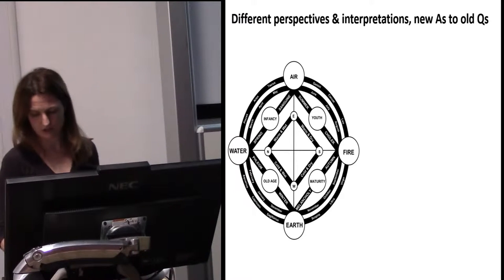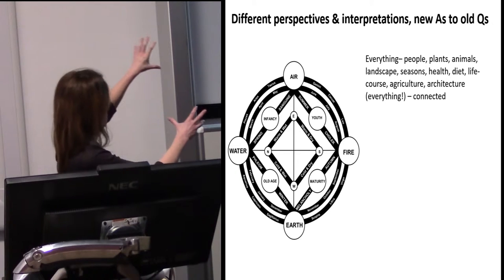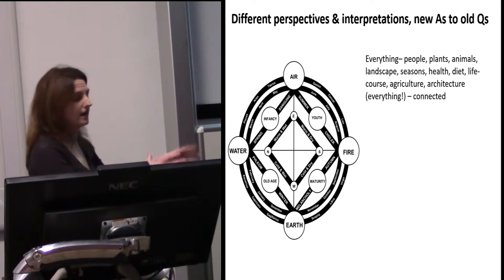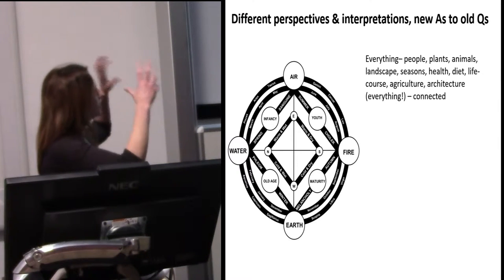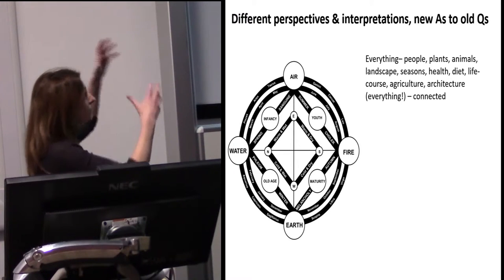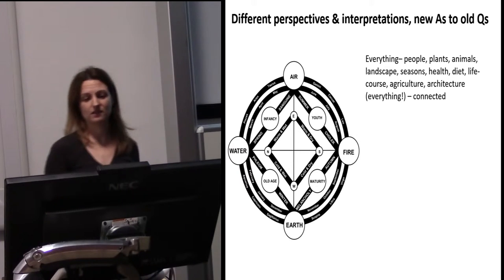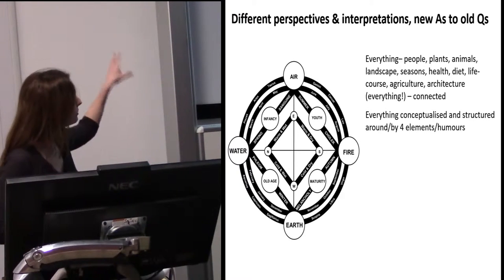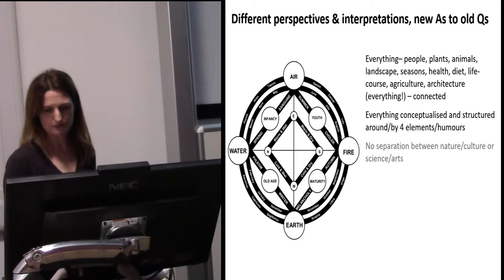and potentially then to find new answers to some old questions. Okay, so again, paraphrasing what Richard said, if we accept that this elemental humoral wheel sees everything, and the more I look into this, the more I see that it does, whether it's people, plants, animals, landscapes, seasons, health, diet, life course, all of these things being interconnected, this is a really useful and interesting thing to look at, with everything being conceptualized and structured around the four elements and the humors.